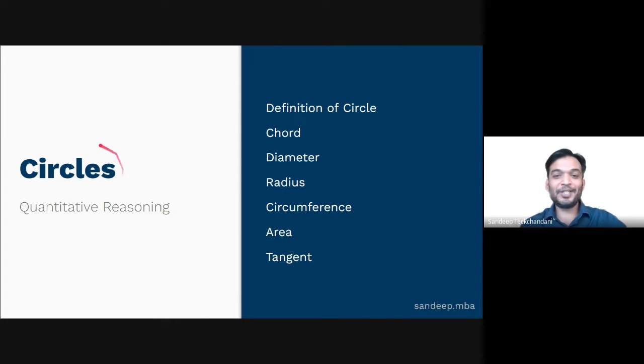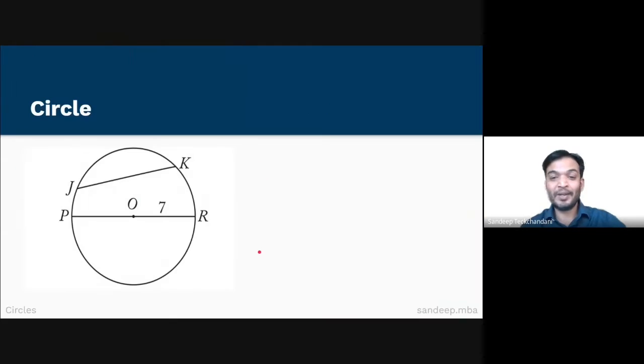In this presentation, we'll talk about circles. We'll start with the definition of circle and then we will focus on the meanings of chord, diameter, radius, circumference, area, and eventually tangent. So let's start with the definition of a circle.